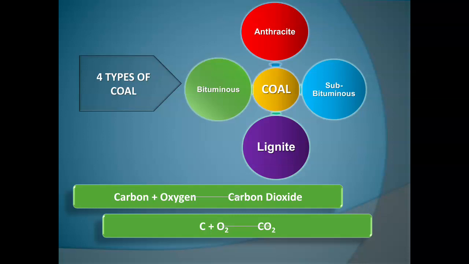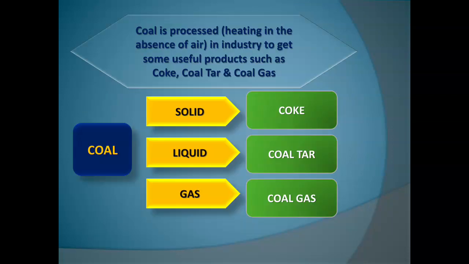Now coal is processed. Processing means heating in the absence of air. In industries, the coal is processed to get some useful products such as coke, coal tar and coal gas. The solid form of coal we get when it is heated in the absence of air is coke, the liquid we obtain is known as coal tar, and the gaseous product we get is known as coal gas. We will get into these terms in detail in the coming slides.